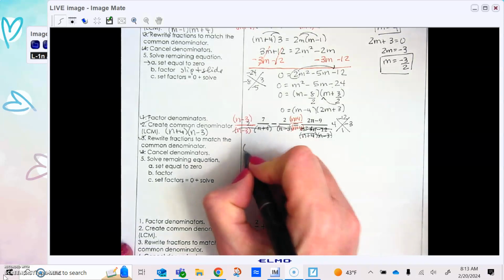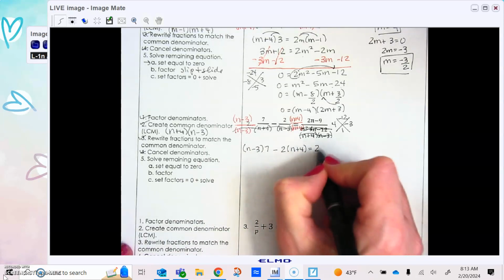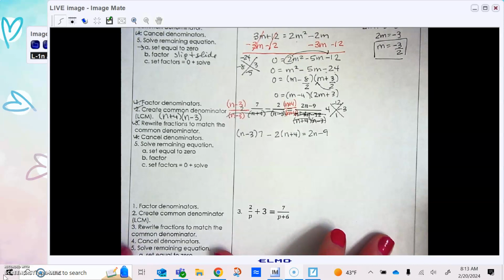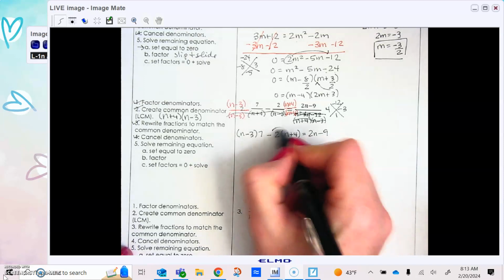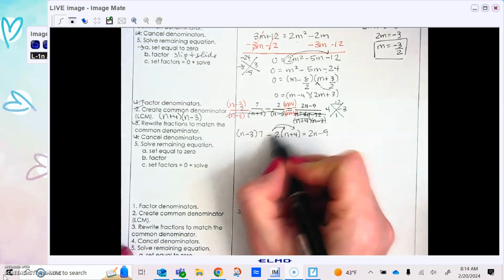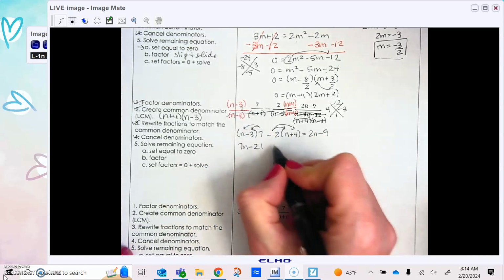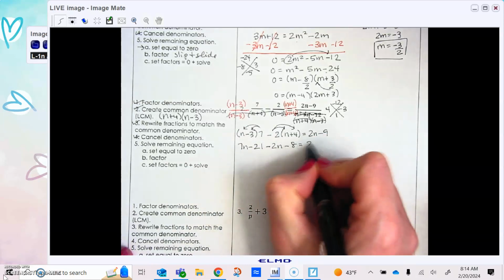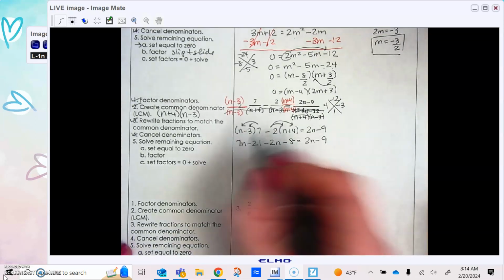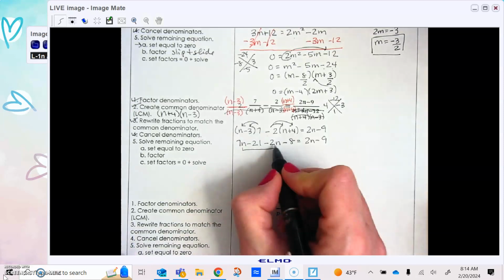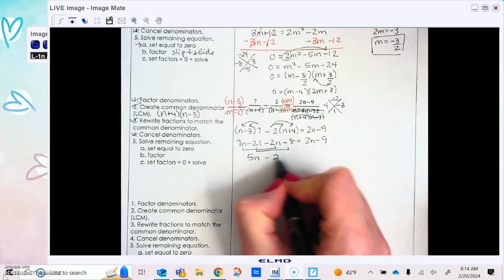I have this group n minus 3 times 7 minus 2 times n plus 4 equals 2n minus 9. Now here I'm distributing a negative 2. So be sure when you distribute here that you include that negative. And then here I'm distributing a 7. So 7n minus 21 minus 2n minus 8 equals 2n minus 9. So on the left, I'm going to combine like terms. I have 7n minus 2n is 5n. Negative 21 minus 8 is negative 29.